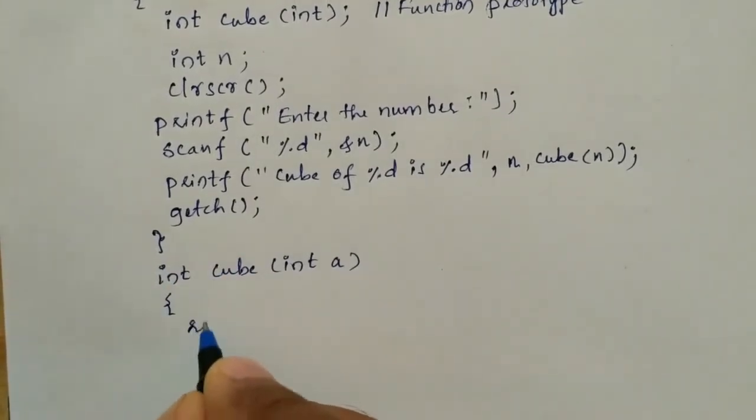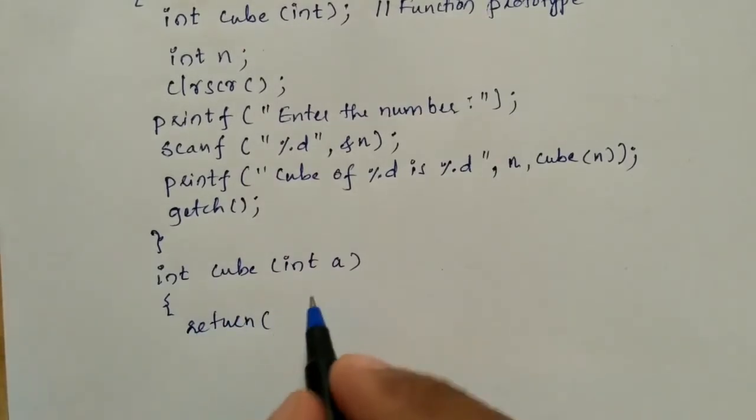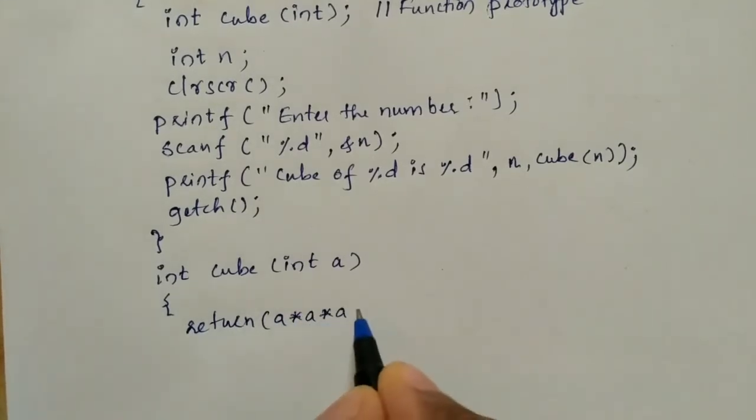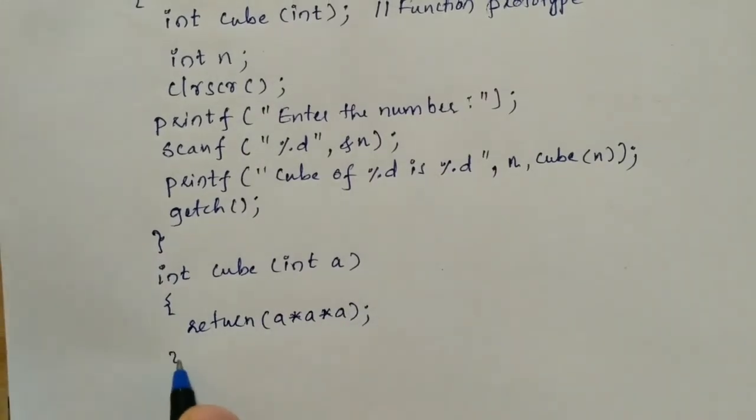Now I'm going to write return. I want to find the cube of a number. For that I have to write a into a. So 3 times I have to multiply in order to get the cube of a number, and then curly closing brace.